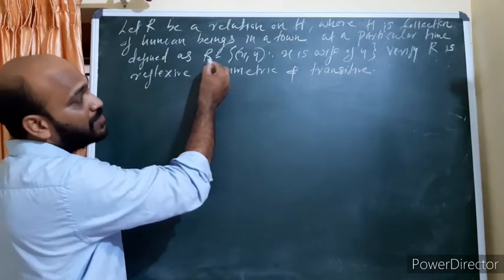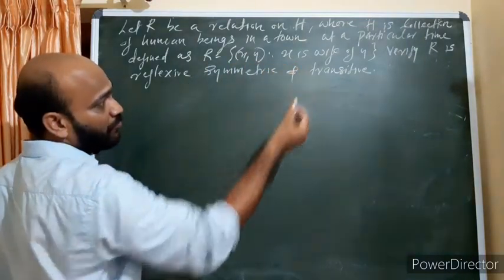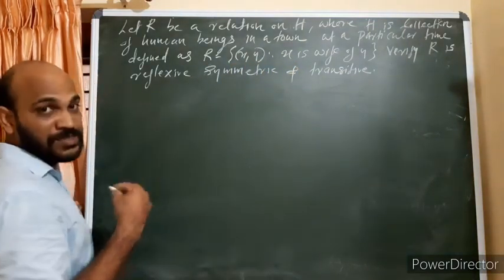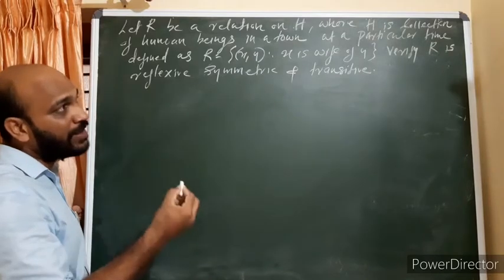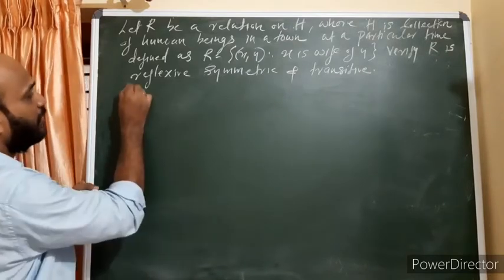R is defined like this: set of all (x, y), x is wife of y. x is related to y if x is wife of y. Reflexive.